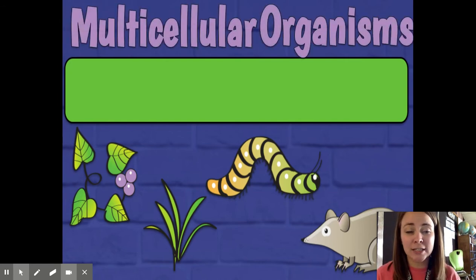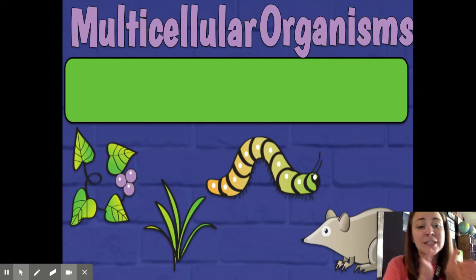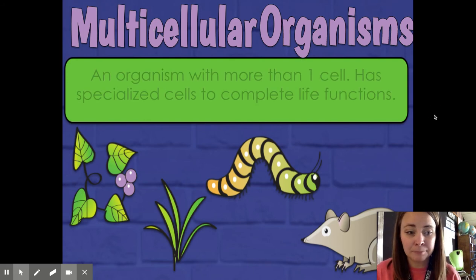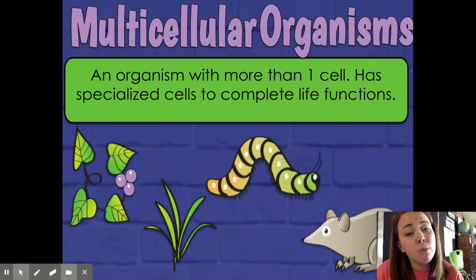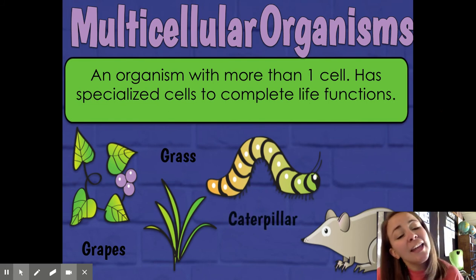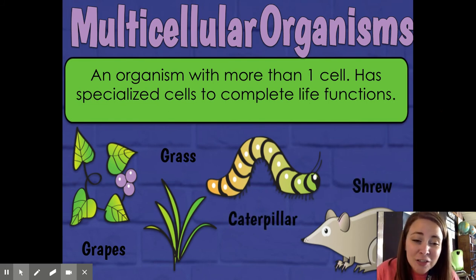All right, multicellular organisms. We break this word down. It literally says multiple cells. Multicellular means many cells make up the organism. So an organism with more than one cell has specialized cells to complete life functions. For example, grapes and grass and caterpillars and cute little shrews, which are kind of like a mouse or a mole, a big mouse or a mole.